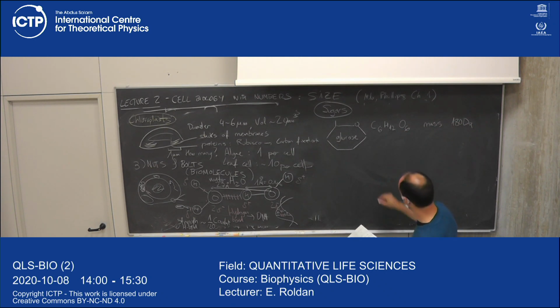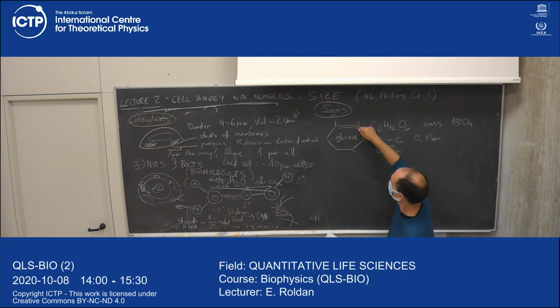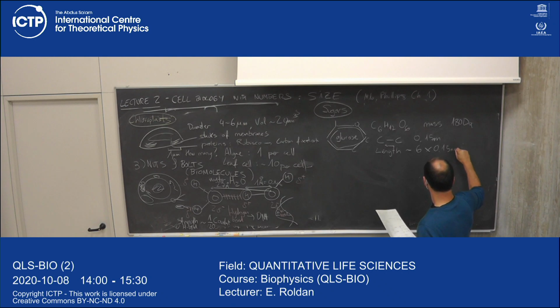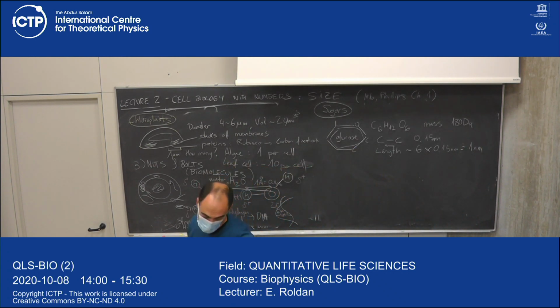Here there are carbons, and the length of this bond is 0.15 nanometers, which makes the total length of the glucose 6 times this, which is around 1 nanometer. So glucose is like a ring, and the ring has a total length of 1 nanometer. As I said, these are very important for energy.